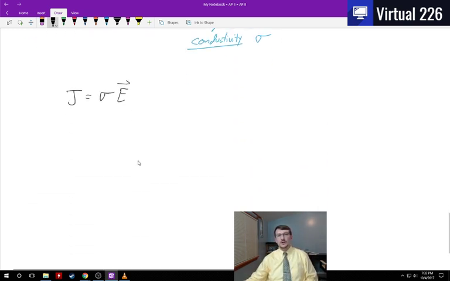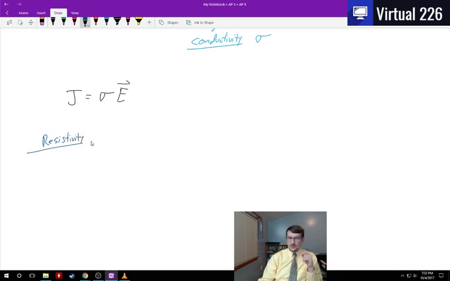Now, while conductivity is how easily an object is able to move along its electric charges, we in class have been looking at the resistivity, which is just the opposite. It's how resistive something is to allow charges to flow along it. Resistivity uses the letter rho. It is equal to 1 over the conductivity sigma, which means it is equal to the flip of it, m over n e squared tau.